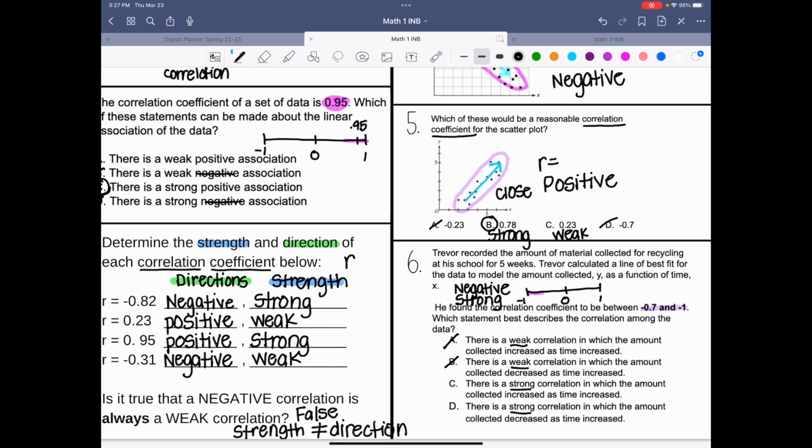But how do we know which one is negative? Well, you have to compare what it's saying. This one says that it increases as it increases. Well, increasing and increasing is going to produce a positive. This one says it decreases as it increases. Well, if I have a negative and a positive, then it's going to be negative, which is going to make my correct answer D.